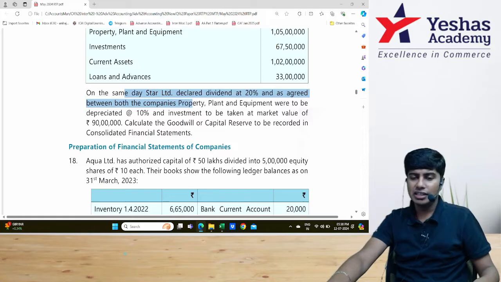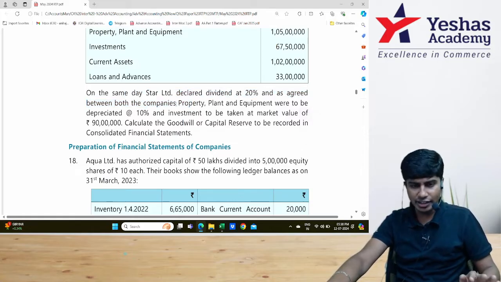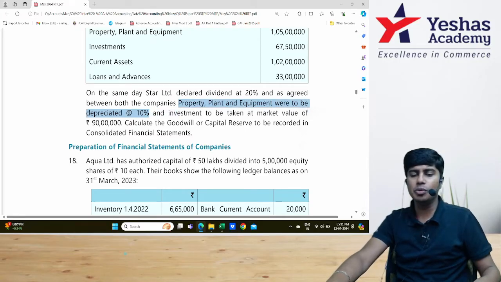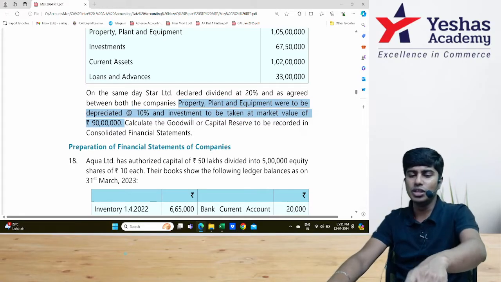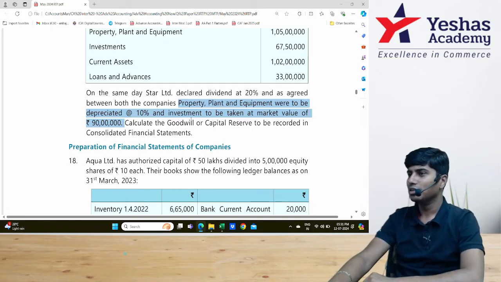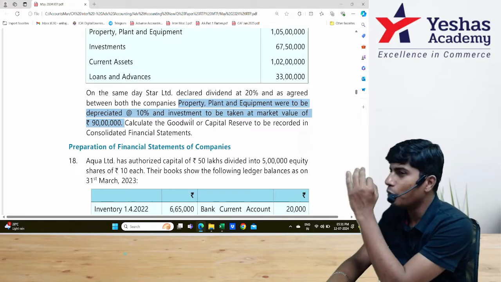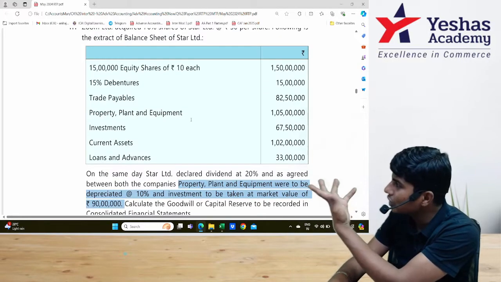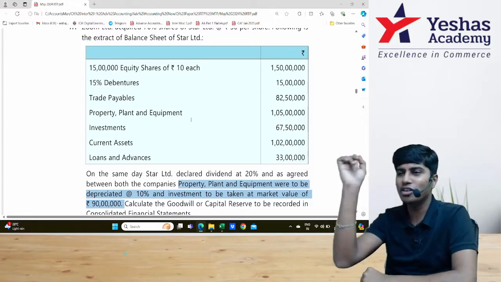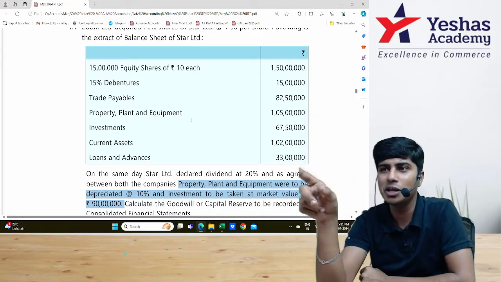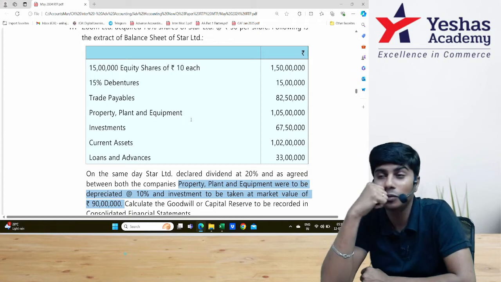They are telling, as agreed between both the companies, property, plant and equipment were to be depreciated at 10% and investments to be taken at market value of 9 lakh. So when we do this, it will affect our reserves. Am I right? Yes. The most interesting part is in the question there is no reserves available. You should have given reserves, which you are supposed to split pre and post. Oh my god, what do I do now?